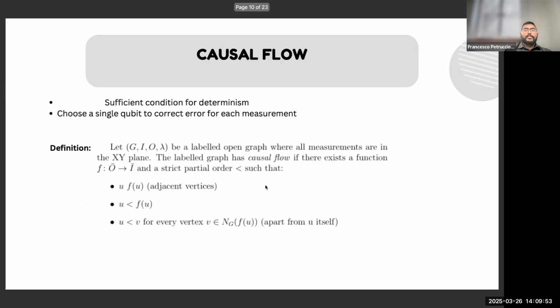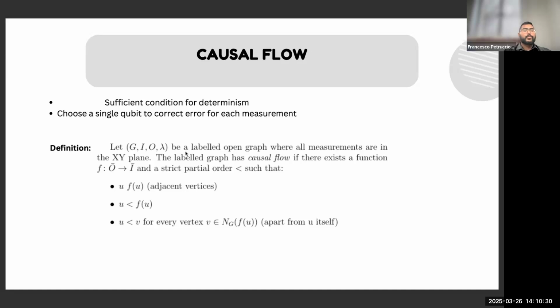So once we have this, that structure is not enough to guarantee that our pattern is deterministic. We need some type of flow structure. So one of the sufficient conditions for determinism is called causal flow. And the basic idea of this is, for each measurement, we are going to assign a single qubit that we want to use to correct any undesired outcomes of this measurement. And another thing that causal flow needs is an order in which to do your measurement.